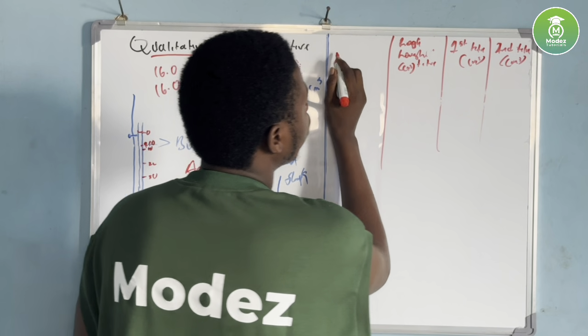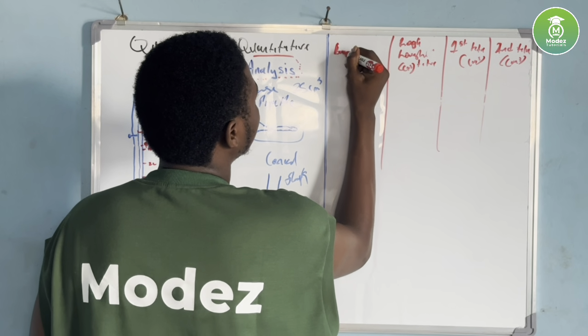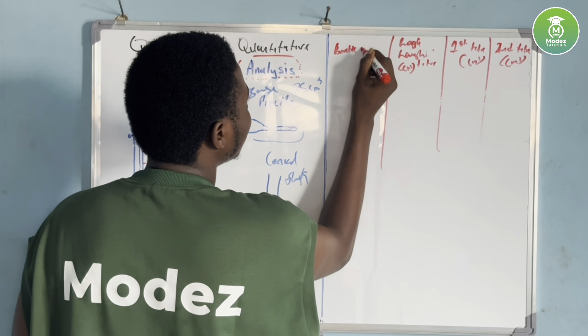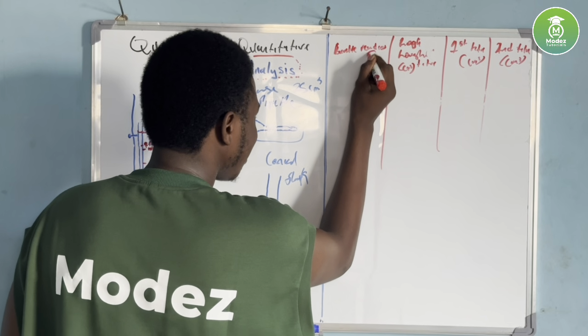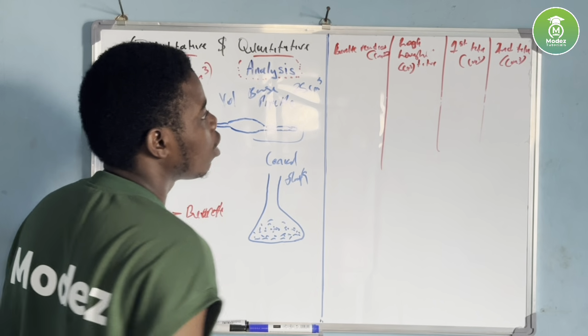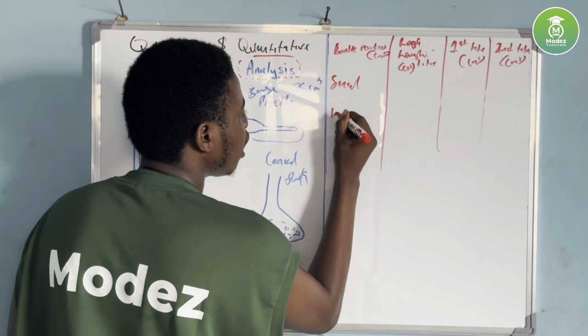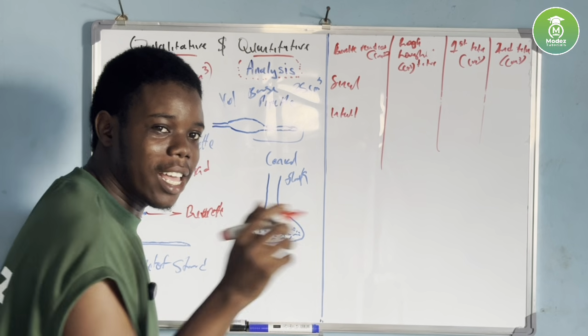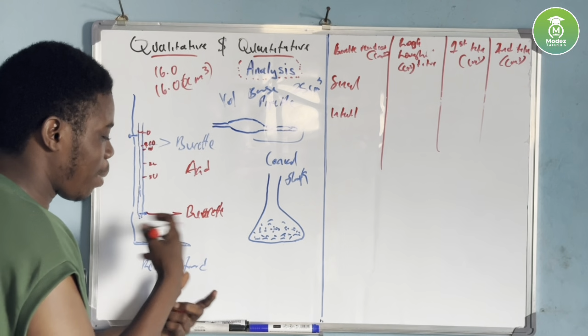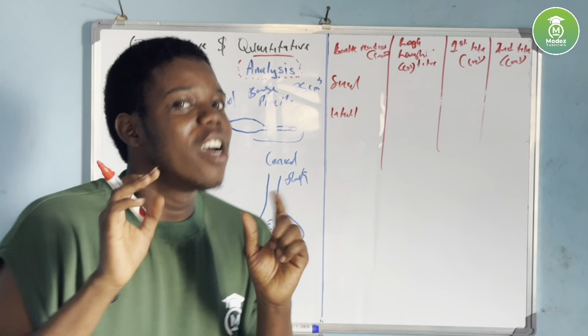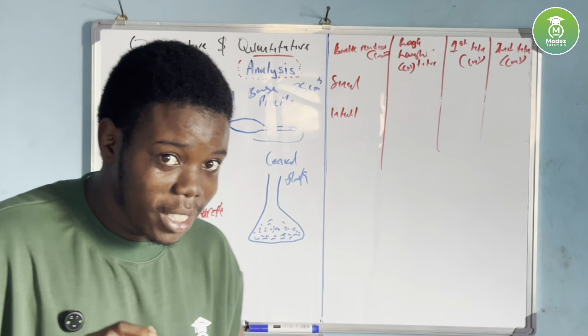Then your burette reading in cm cube also. Do you get it? Then your final burette reading will be here. Initial burette reading will be here. Now you can use this particular, your first one. Now there's something you need to take note of.